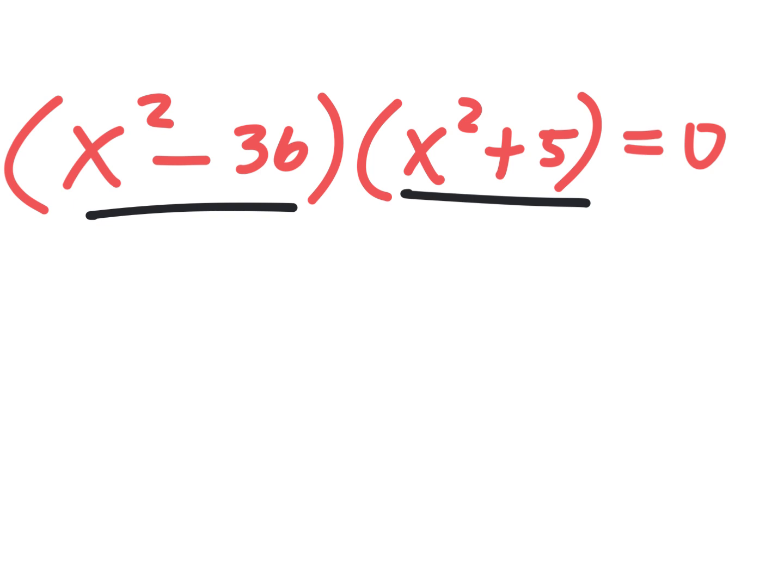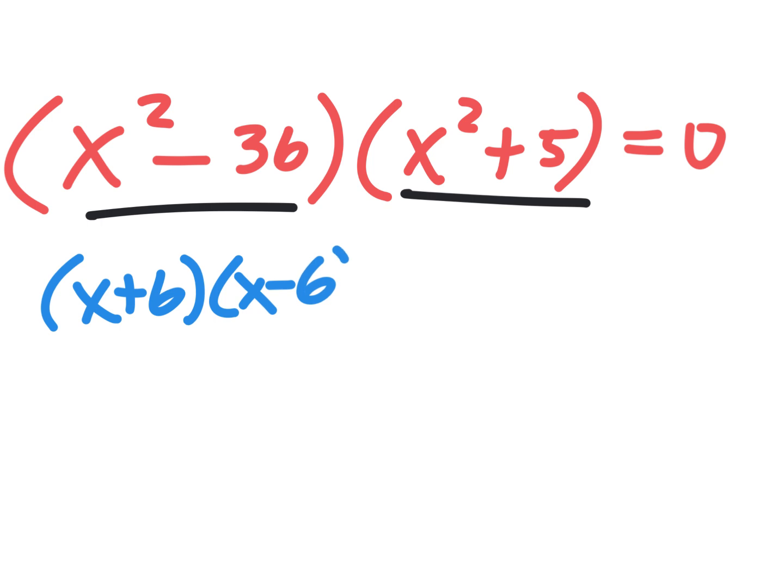Okay, this first one was a trick question. Did you notice that you could factor it into x plus 6 and x minus 6? You didn't have to, but if you did, you'd get the answer super fast. X equals negative 6 and x equals 6. You could have got that the other way, but this is the fast way.